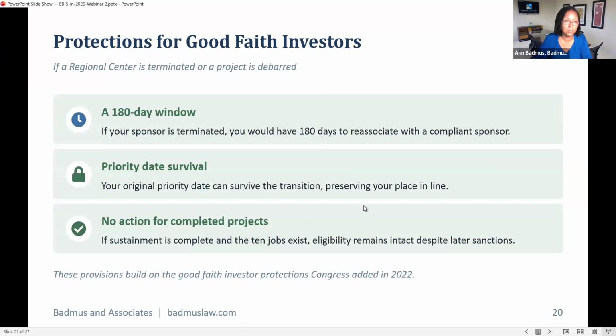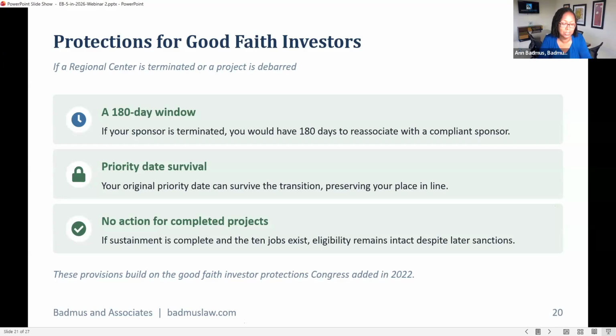It also has protections for what's called good faith investors. The new rule does. So this is important if a regional center is terminated or is removed from the EB-5 program. So it's really important to know about this protection. Because in the past, if you had invested and your regional center is terminated, or a project was removed or debarred in some way, then through no fault of your own, that would have caused your application to either be denied, or even your conditional residence potentially denied as well.